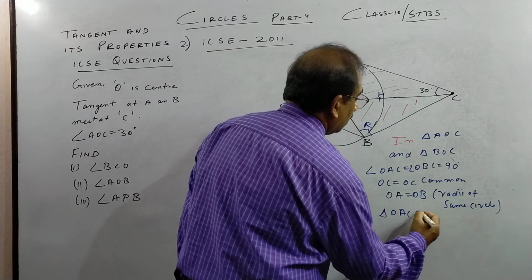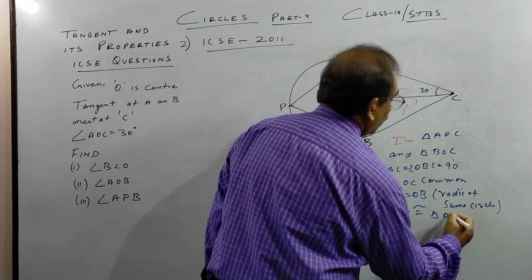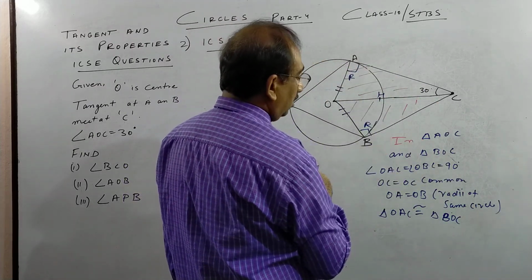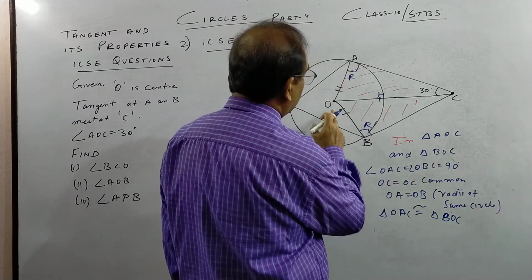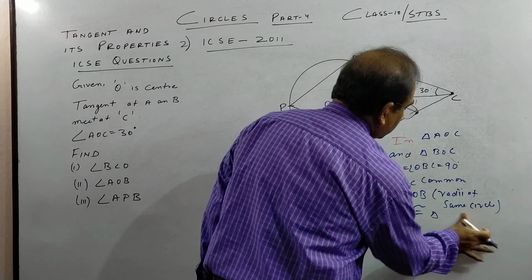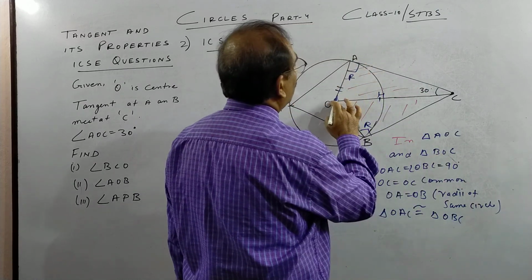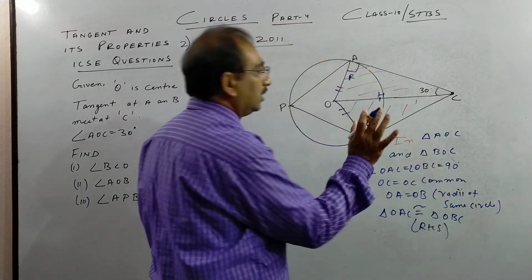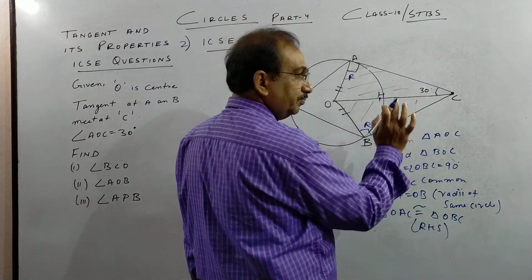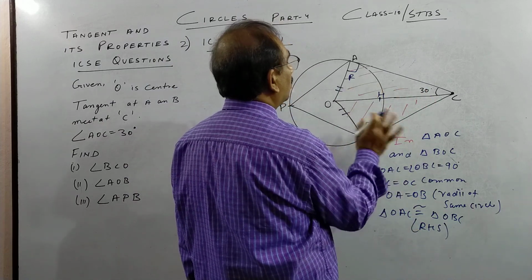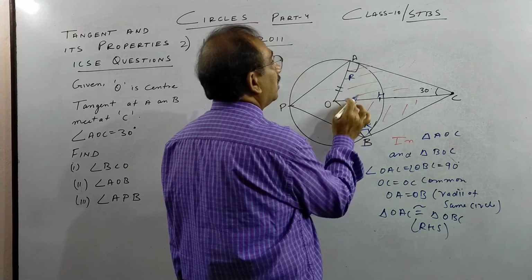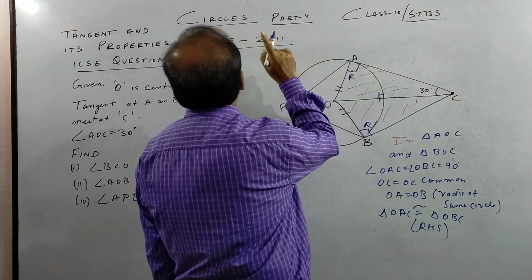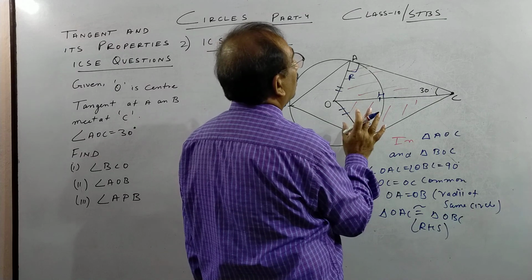Triangle OAC is congruent to triangle OBC. Anyway, you write BOC or OBC. So OAC and OBC, these two triangles are congruent by RHS rule. So in fact three things happen. If you see, these two angles are equal. As a result of this theorem, these two angles are also equal, and these two are equal. So you see my part 3 video, the very first theorem, I have proved this.